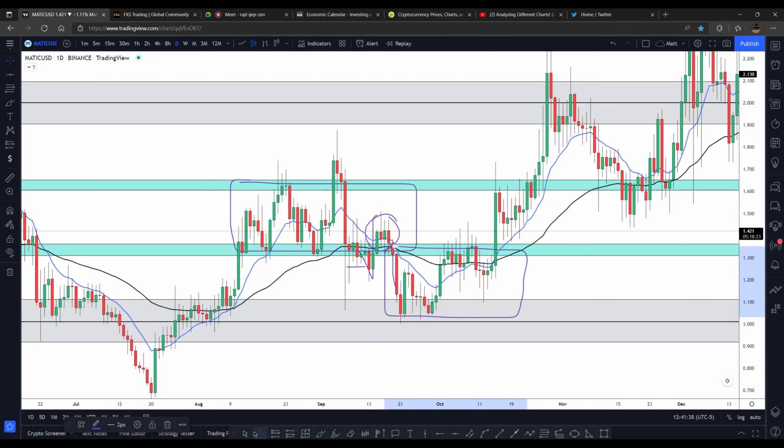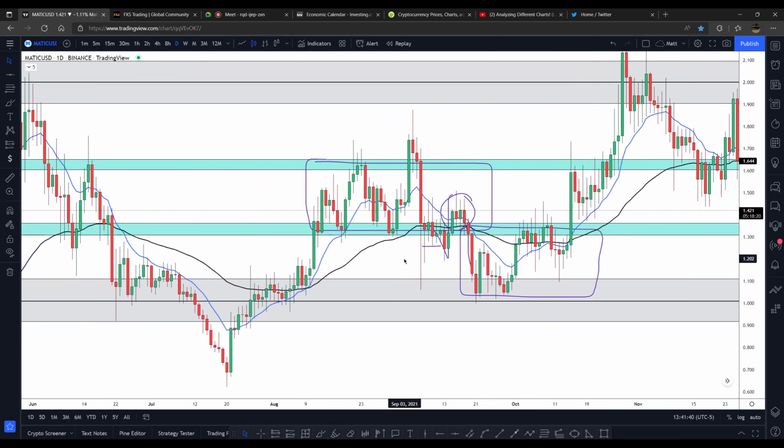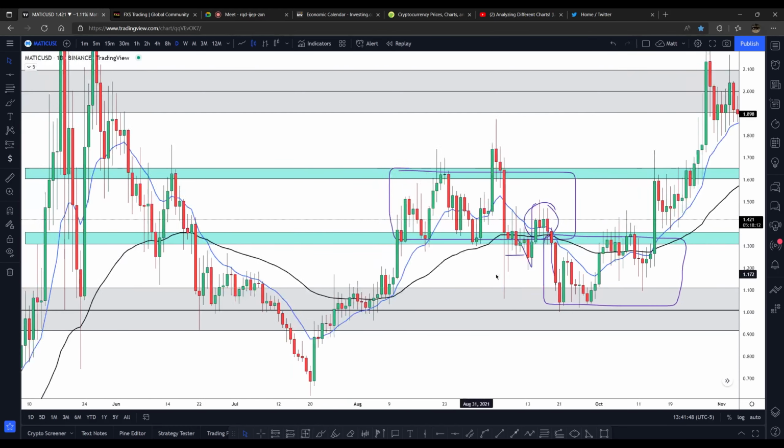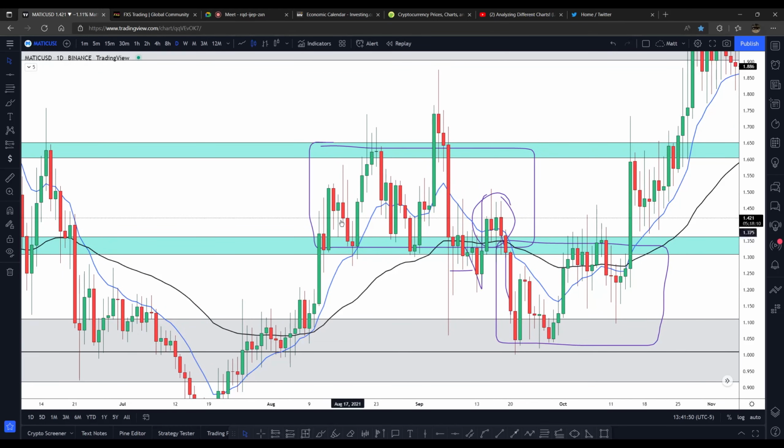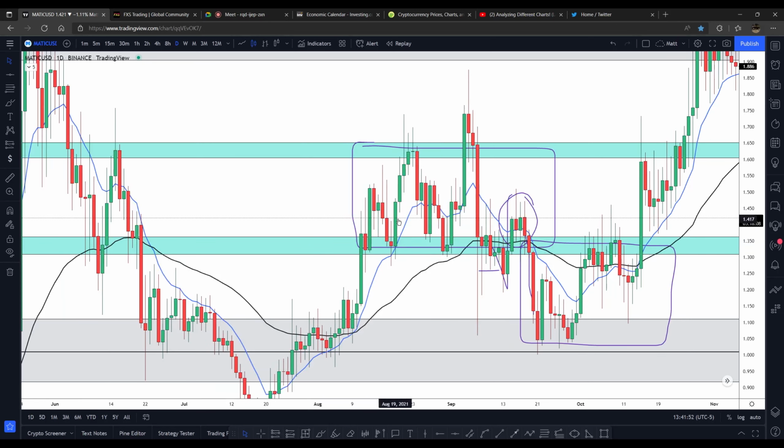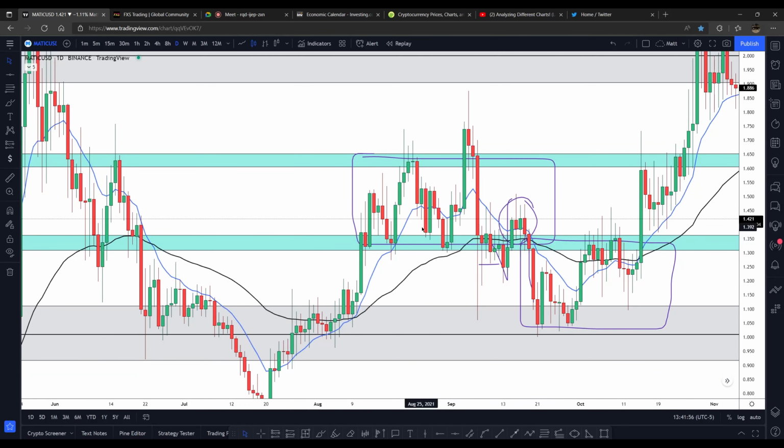So that's one way to look at the market structure and to understand what's happening. If you're a trader and you see that the price action is consolidating within a range, then on a lower time frame, you know that you have trends playing out in either direction as price bounces between each range.